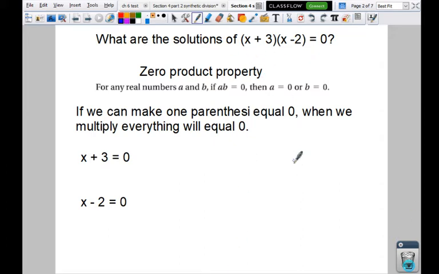So, if I look at these 2 parentheses, if I make this first parenthesis 0, does it matter what this one is? No, because it's going to equal 0. What about if I make the second parenthesis 0? Does it matter what the first one is? No, because 0 times anything is 0.